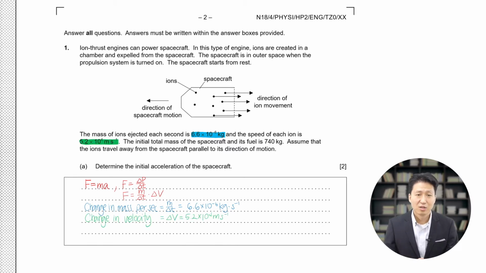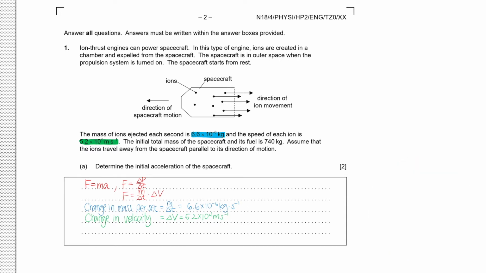Next, we have to get the change in velocity. We know the change in velocity is just the velocity of the ions, because the ions start, or are ejected, from rest. We multiply these two and we can get the force. To get the acceleration, we divide by the mass according to this equation. And some simple calculations with the calculator will show that this is 4.6 times 10 to the negative something meters per second squared. Moving on to the next question.